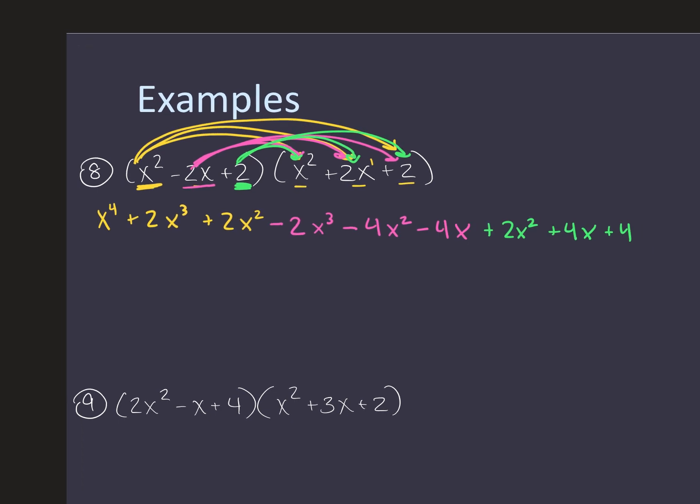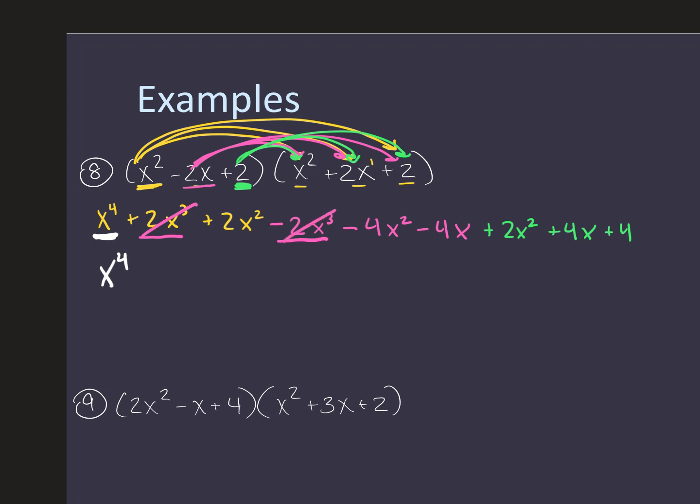Then we need to combine our like terms. So I would always suggest starting with the highest degree. So that is x to the 4th power. We only have one of those, so we don't need to worry about adding it to anything else. Then I'll go to my x cubed, so x to the 3rd power. I have 2x to the 3rd power minus 2x to the 3rd power. So 2 minus 2 becomes 0. So these actually cancel each other out.